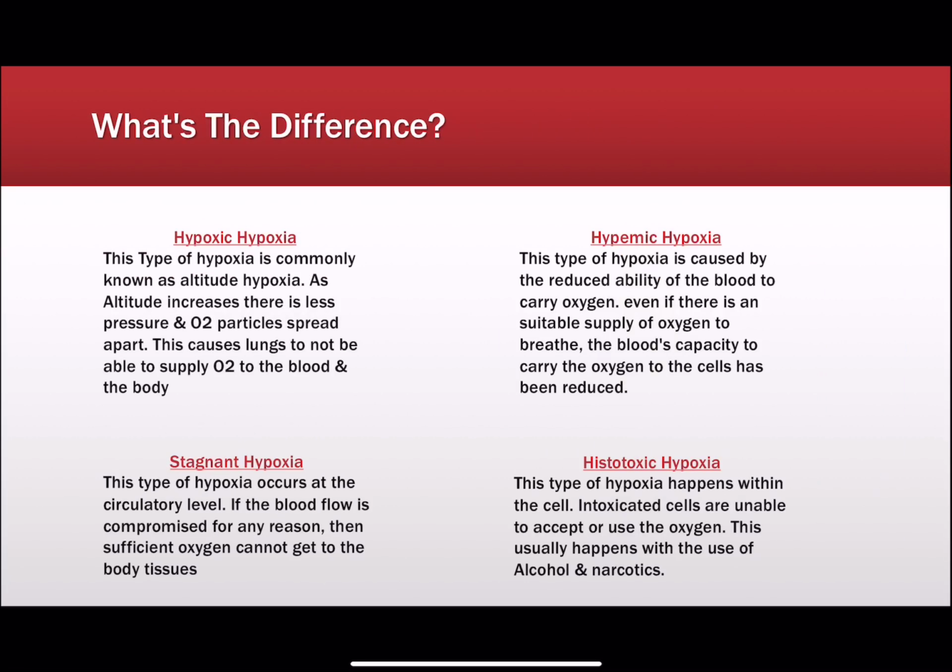Then there's stagnant hypoxia. This type of hypoxia occurs at the circulatory level. If the blood flow is compromised for any reason, then sufficient oxygen cannot get to the body tissue.